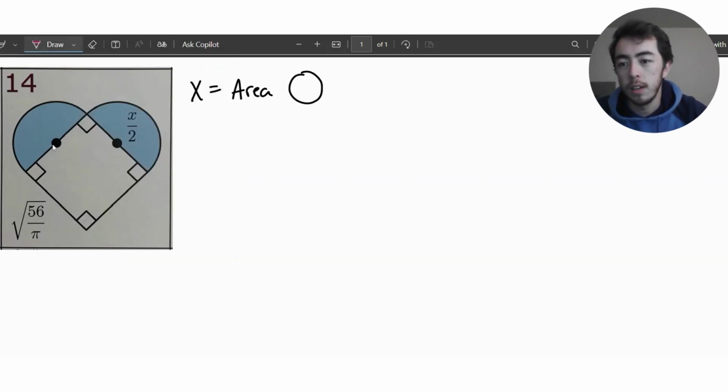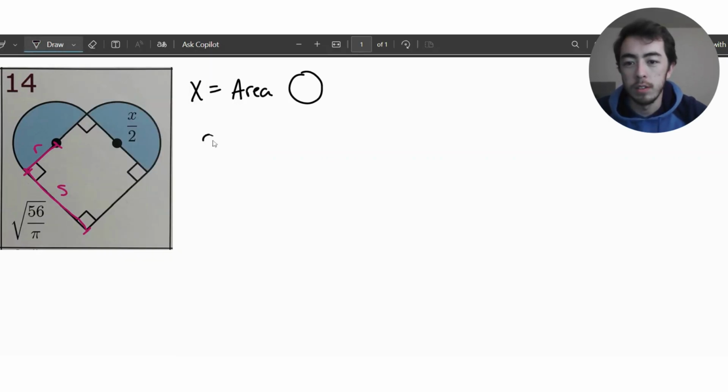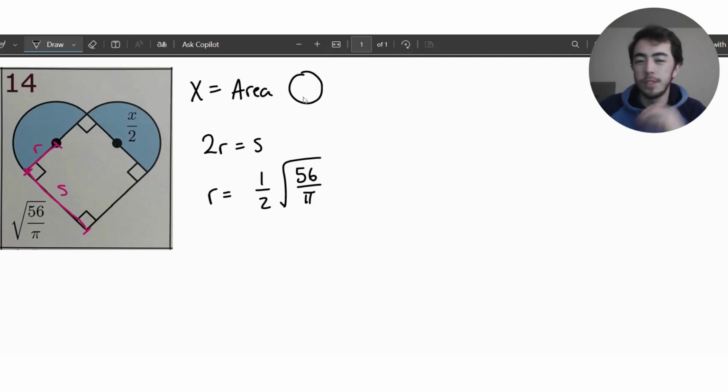And I noticed that the radius here is going to be half of the side length. So I'll just write out, 2r equals s. And then s is going to be this square root of 56 over pi. And so to get my radius, I should have root 56 over pi. And the reason I'm getting my radius is once you know the radius of a circle or its circumference or its area, once you know one detail, you can just kind of figure out the rest.